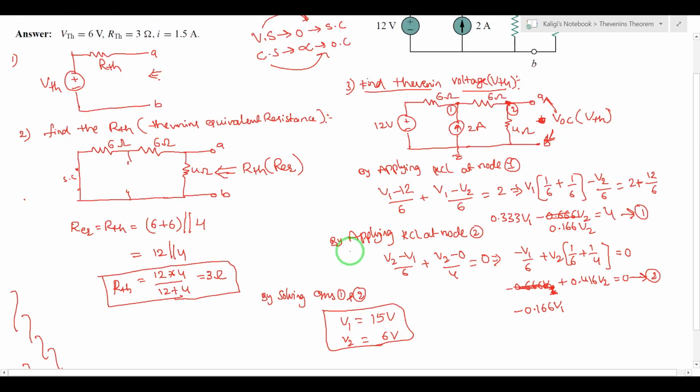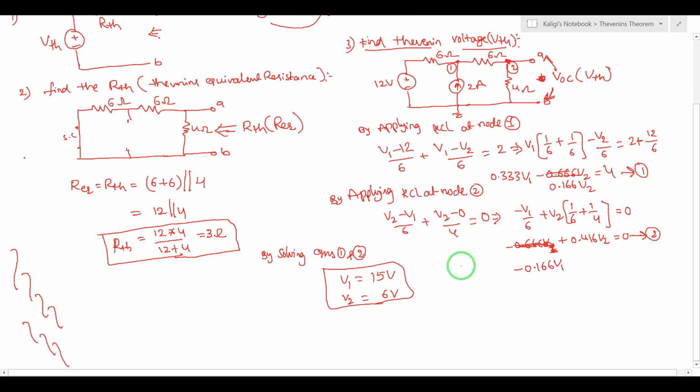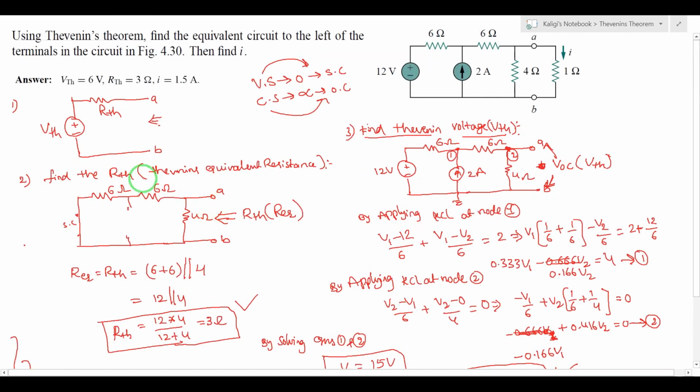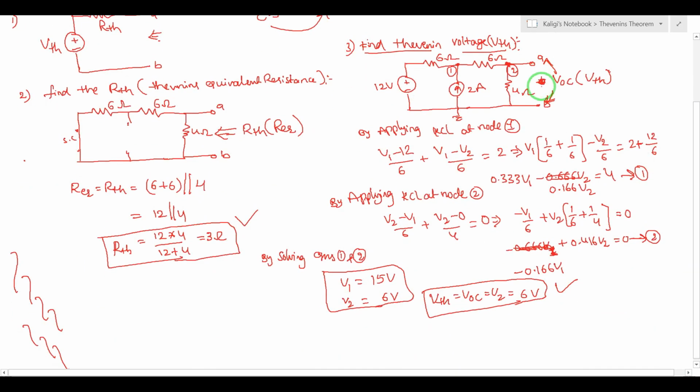Okay, now from step 3, VOC or VTH, I mean the voltage across A and B, is exactly the voltage across the 4 ohm resistor, because both are in parallel, right? So we can consider V2 equal to VOC or VTH. Now VTH or VOC is equal to V2, which is 6 volts. So this is the Thevenin voltage. Clear? You got RTH and VTH, so it means you know the Thevenin equivalent circuit. Now I will redraw the Thevenin equivalent circuit by adding the load resistor, because we removed it in the initial step, right? So I will add it again.